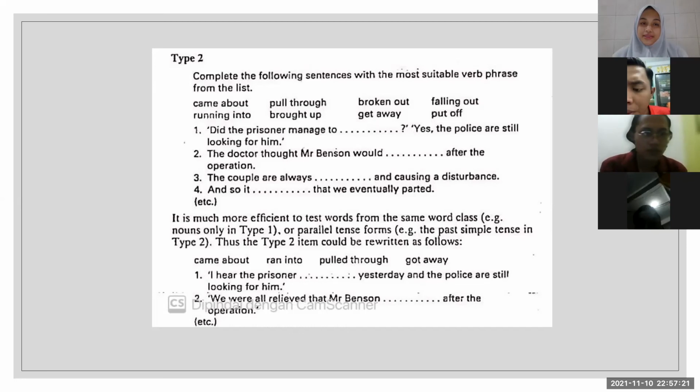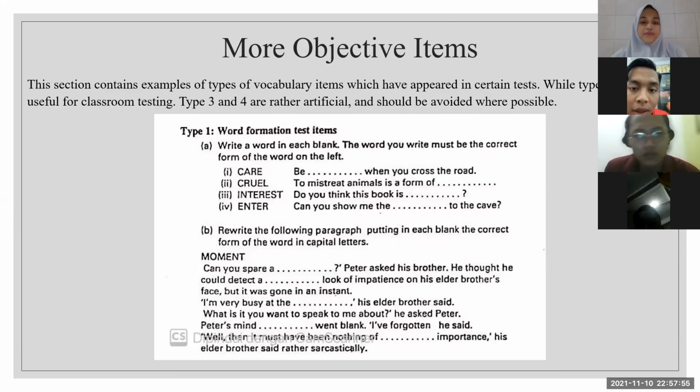It is much more efficient to test words from the same word class, as in type 1, or parallel tense forms, such as the past simple tense in type 2. This type 2 item could be rewritten as follows. That is, the student should complete this type. I think when they complete this sentence, they will understand what they completed. We're going to the next slide. The next slide is more objective items.